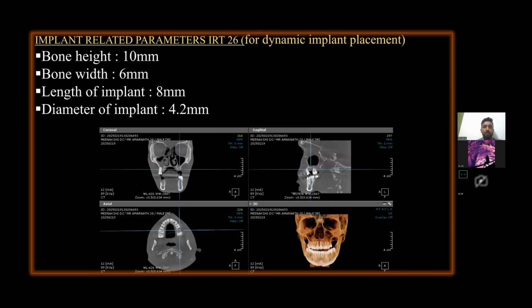So next is the case, the same patient where we did 2/6. The bone height was 10 millimeter, bone width was 6 millimeter. The length of the implant which we selected was 8 millimeter, and the diameter was 4.2 millimeter. This was placed using dynamic navigation system.